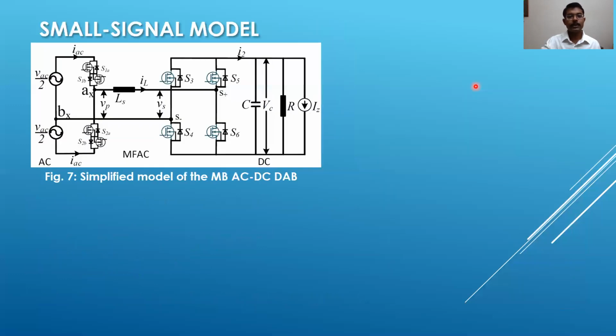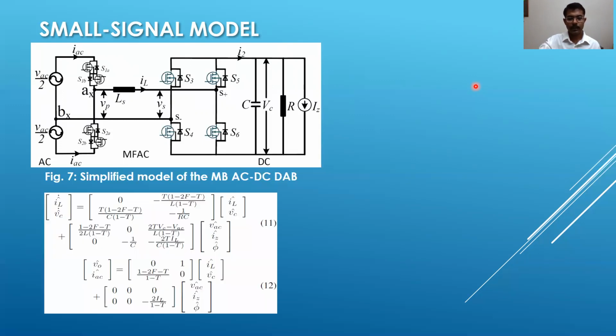Now, coming to the small signal model part, we have amended slightly the matrix-based AC-DC DAB submodule scheme to simplify it a bit more for the sake of model generation. And from the model, we have done the large signal modeling, and then the average large signal modeling. And we have separated out the steady state part and the small signal parts. And from there, I would just show here the small signal model. You can see the detailed derivation in the paper.